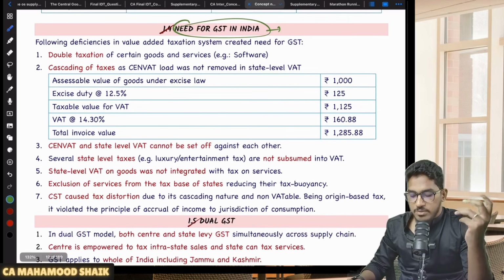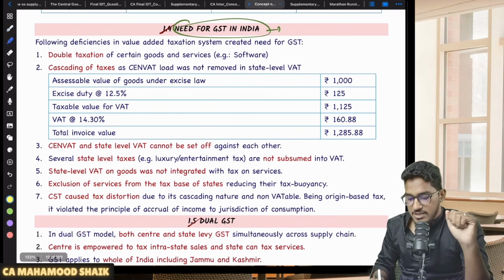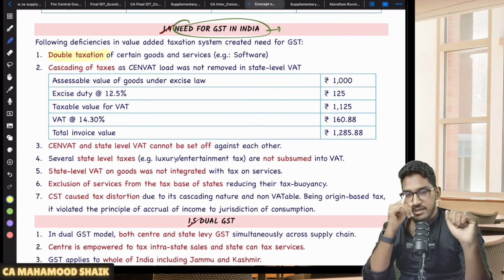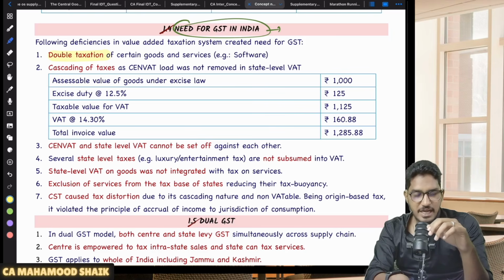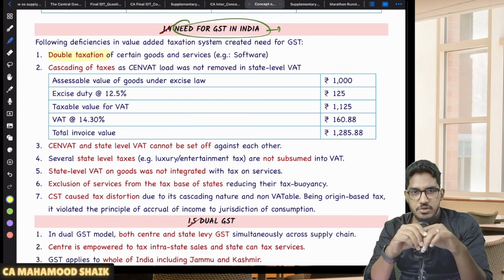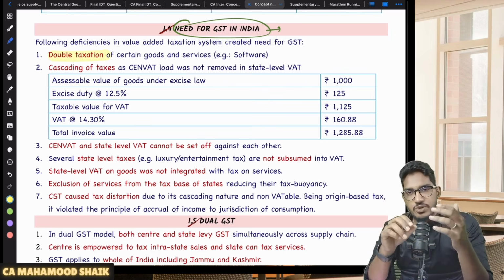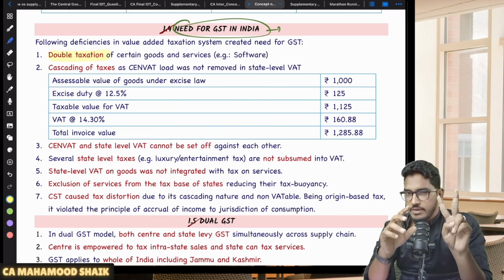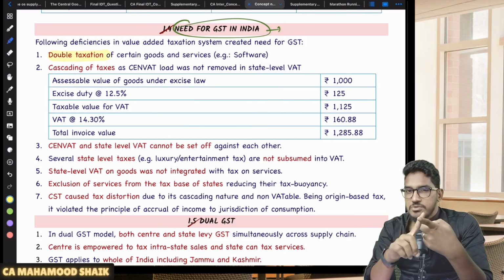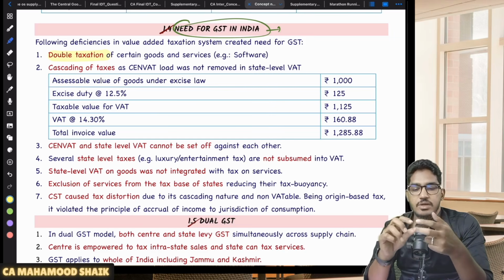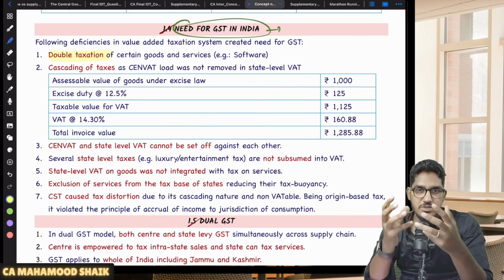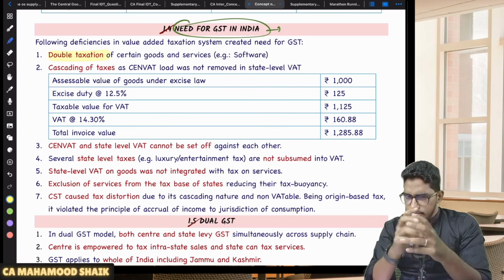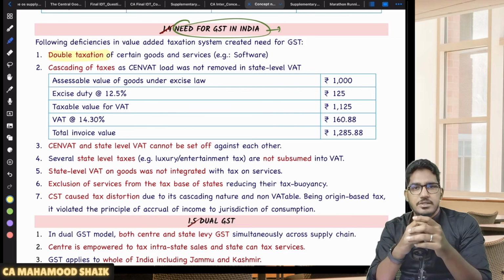And what are the problems in the earlier taxation regime? There used to be something called double taxation. For example, there used to be issues regarding certain products, such as pre-packaged software. Before GST, we used to have two kinds of indirect taxes. On goods, we had VAT. On services, we had service tax. On products like packaged software, which you can buy today, there used to be confusion.